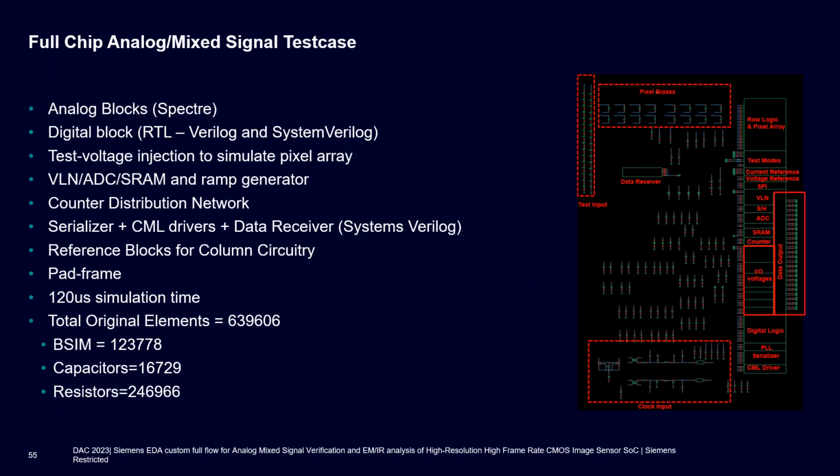This is a row injection test bench for doing full chip functional verification of our image sensor. We have all the analog blocks with the Spectre view, and the digital blocks are using RTL, either Verilog or SystemVerilog. As you can see at the bottom of the slide, we have more than 600,000 total elements in this Symphony netlist.